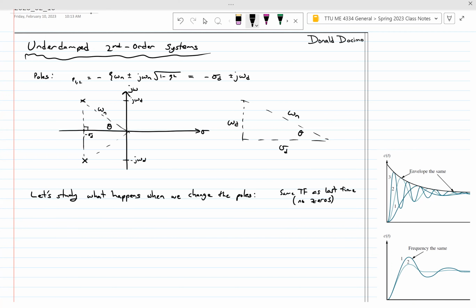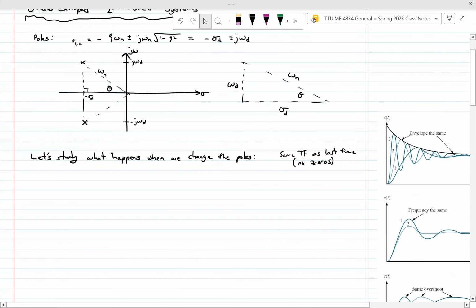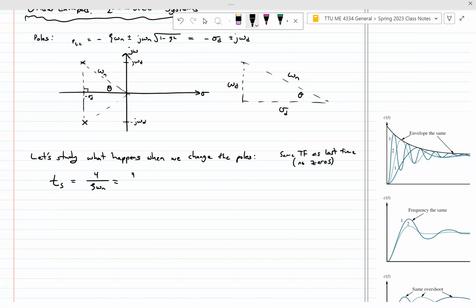All right. Some important parameters here that I want to remind you guys of. One was our settling time, which was 4 over zeta omega n, or 4 over sigma d, right? A peak time, TP, which was pi over omega d. And then our percent overshoot, which was 100 times an exponential that relates to that damping ratio. So we're going to look at 3 different cases for step responses.